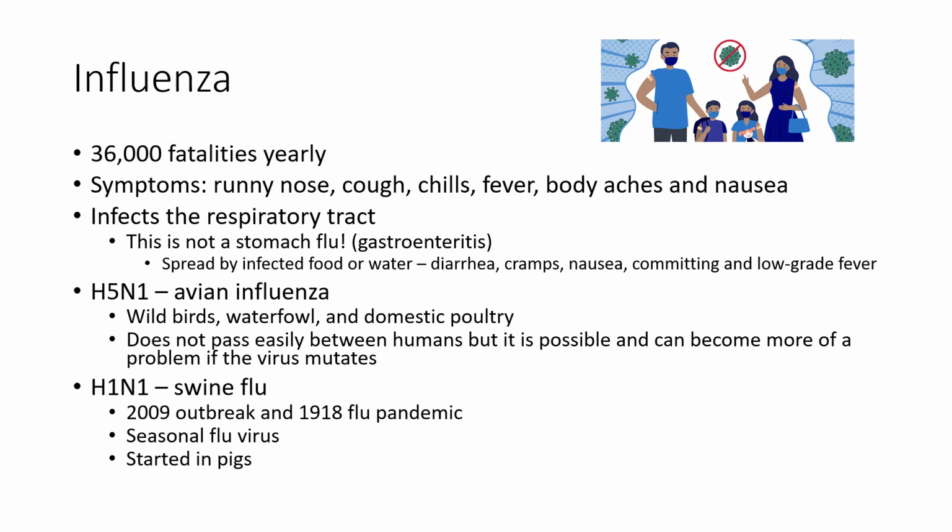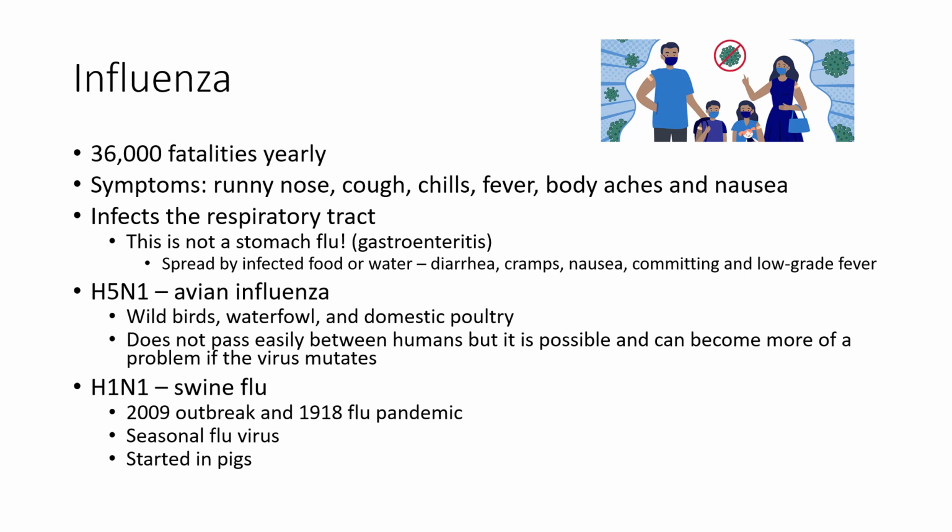Next up, we have influenza. Influenza yearly kills 36,000 people. The symptoms include runny nose, cough, chills, fever, body aches, and nausea. Keep in mind that this is an infection of the respiratory tract. A lot of people think of the stomach flu as being influenza for some reason. There's a lot of misconceptions when it comes to the terminology, but when you talk about the flu, just flu, you're talking about something occurring in your lungs, in your throat, in your respiratory tract.